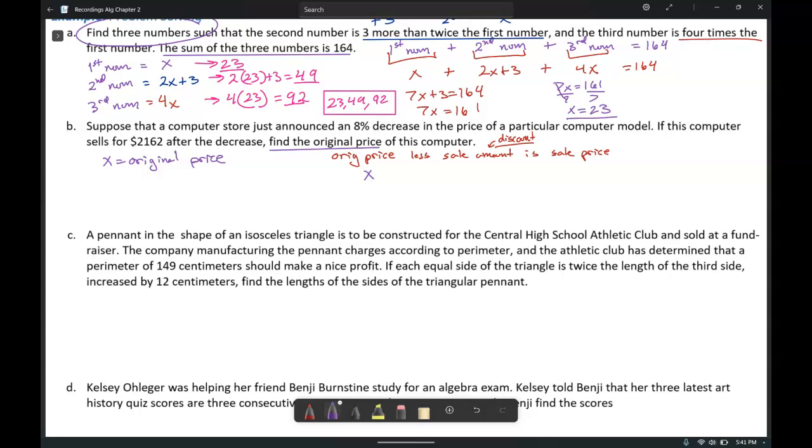Well, then algebraically, the original price less the discount, we're subtracting a discounted amount. So we have to think about the discount as an 8% decrease of the price. And so this discount will be 8% of the original amount. So we'll take the original amount and we will subtract 8% of the original amount. And that will equal our sale price.